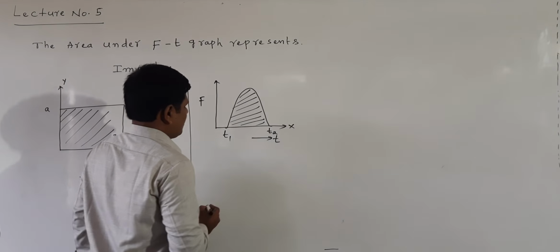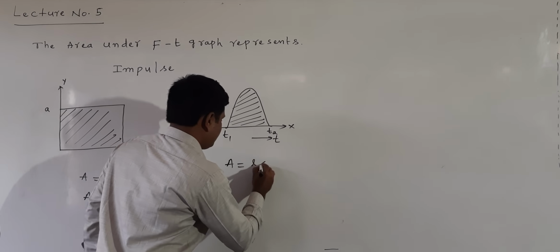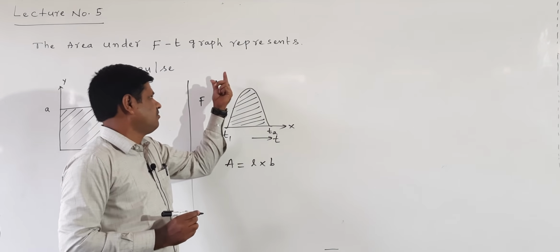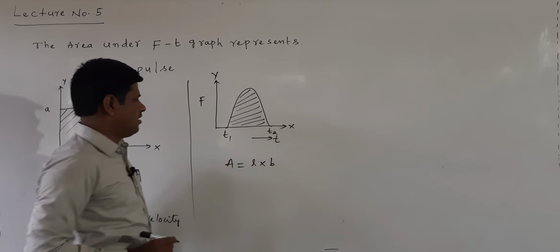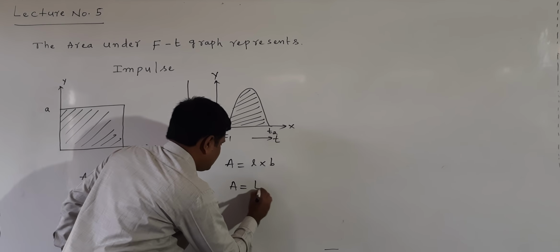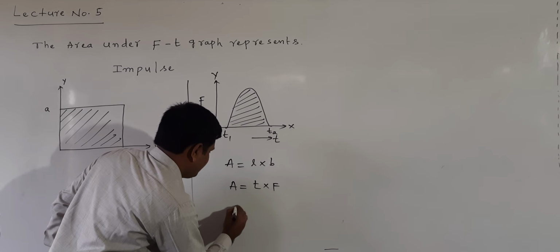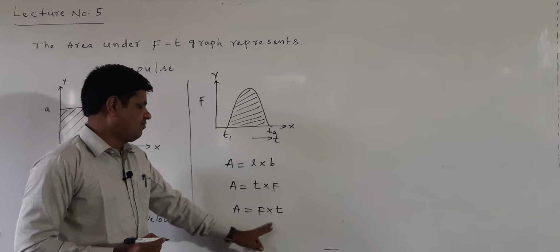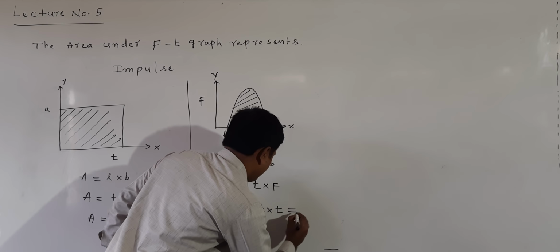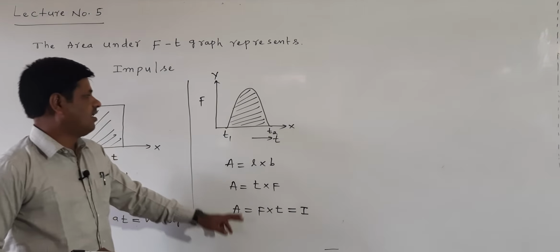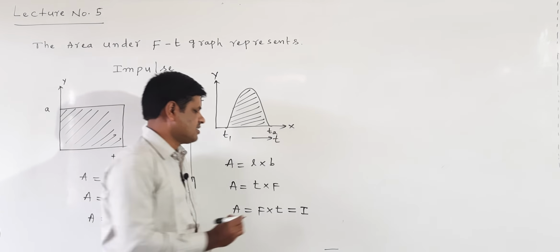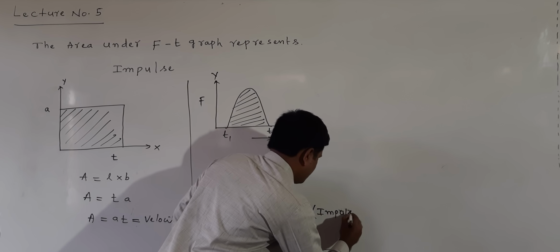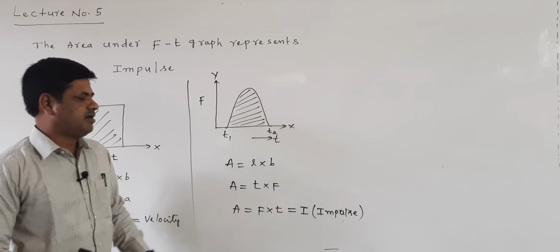Now what does this represent? Area is length into breadth, the component along the x-axis into the component along the y-axis. So A is equal to t into F, or A is equal to F into t. F into t represents the impulse, written as I. So the area under the F and t graph represents impulse, or impulsive force.